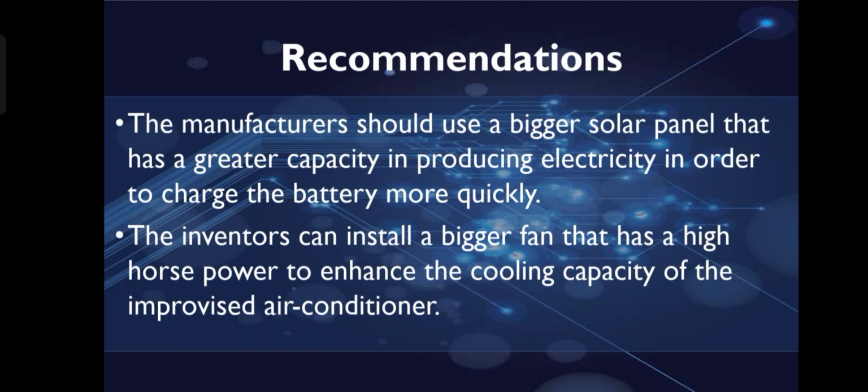So the recommendations: the manufacturers should use a bigger solar panel that has greater capacity in producing electricity in order to charge the battery more quickly. The next recommendation: the inventor can install a bigger fan that has a high horsepower to enhance the cooling capacity of the improvised air conditioner.